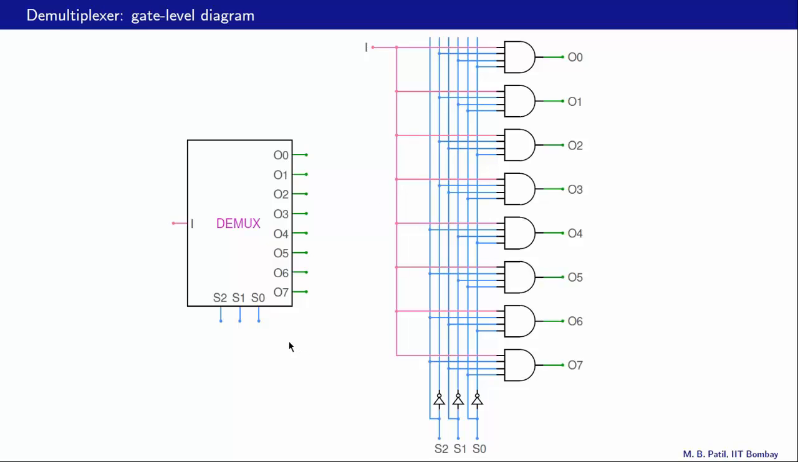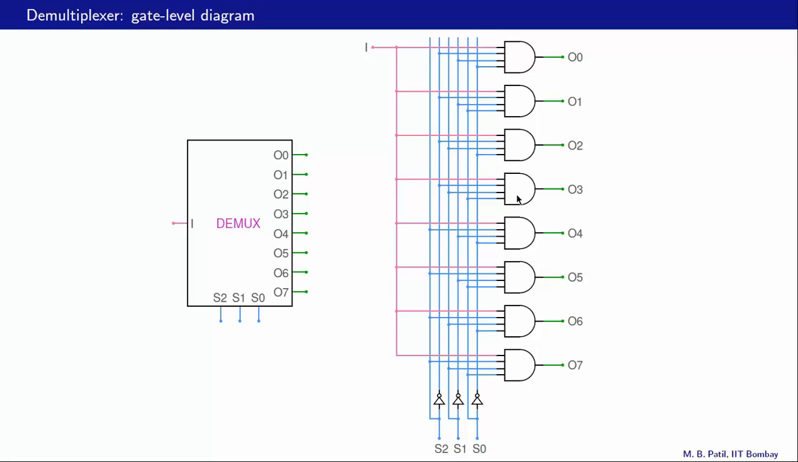Let us take this example, S2, S1, S0 equal to 0, 1, 1. 0 1 1 is decimal 3, and therefore we expect the input line to get connected to O3 and all other outputs to be 0. So we expect O3 to be equal to I and O0, O1, O2, O4, O5, O6, O7 to be 0. Let us see if that is happening.